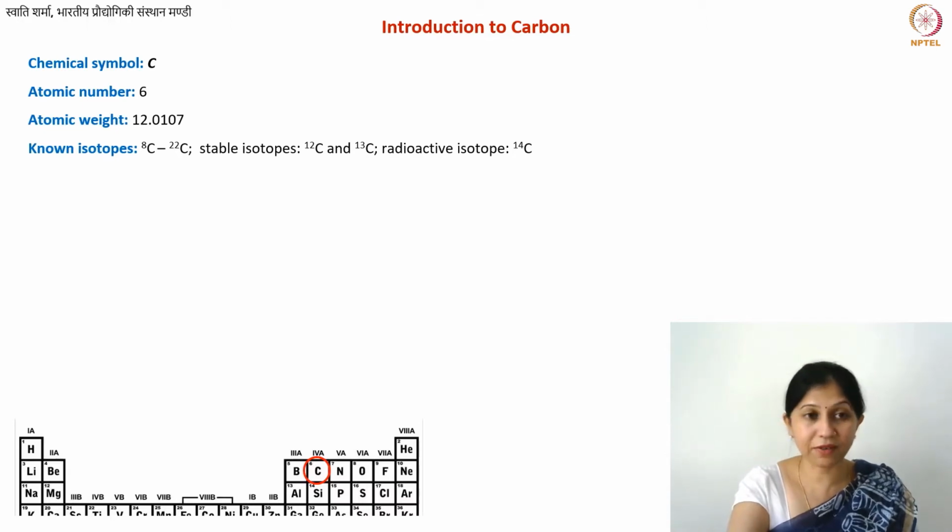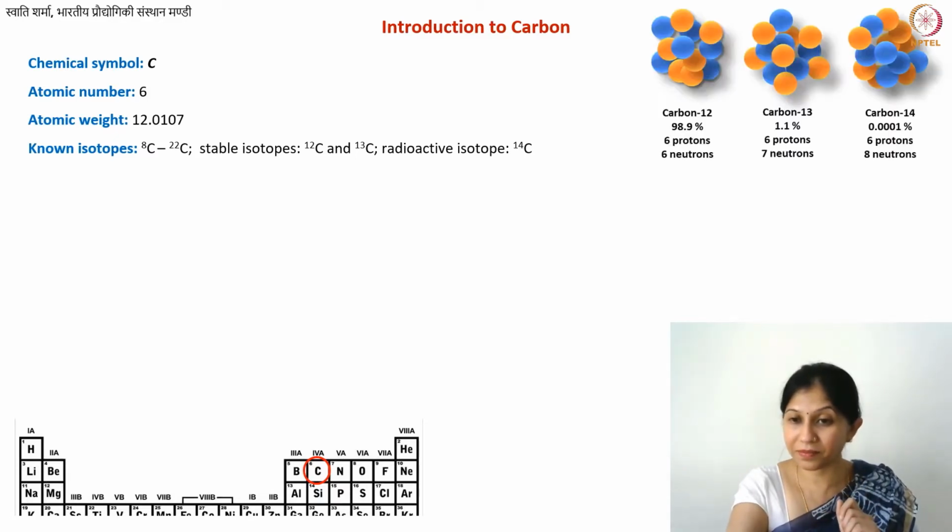Before we go further, let me also tell you about carbon isotopes. Do you recall the definition of isotopes? Basically, isotopes are different forms of the same element where you have the same number of protons, but the number of neutrons varies. I have shown it in this picture: carbon 12, carbon 13, and carbon 14. These are the three very well known isotopes of carbon.